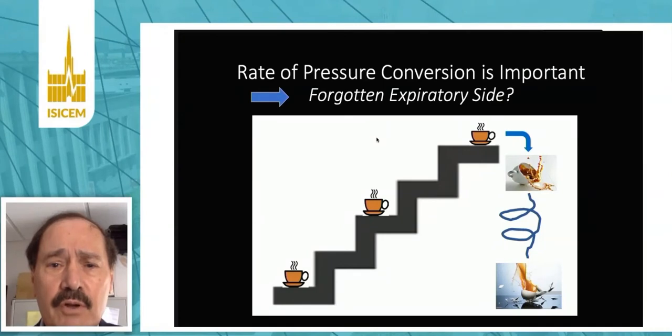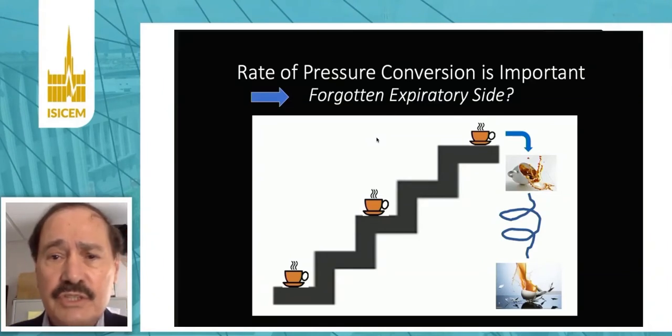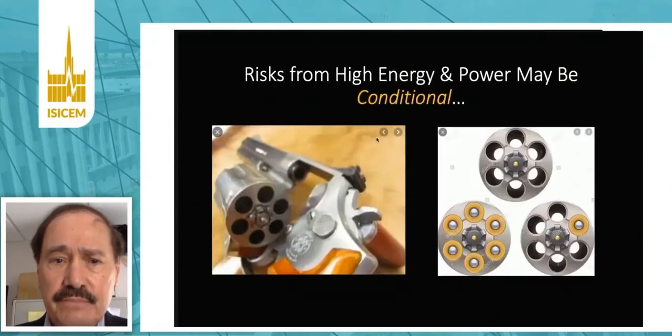For example, if you took a cup of coffee and stepwise moved it downstairs, nothing would happen. You just move the cup of coffee. However, if you dropped the coffee cup from the uppermost landing to the lower landing, you might fracture it. The rate of pressure conversion is important. The same driving pressure, the difference between the plateau pressure and the PEEP, results in a very different outcome. Now, this may be especially important on the expiratory side of the ventilation cycle, which to this point only very few laboratories have been exploring, but may be quite important. That's the last I'll touch on that in this short presentation.